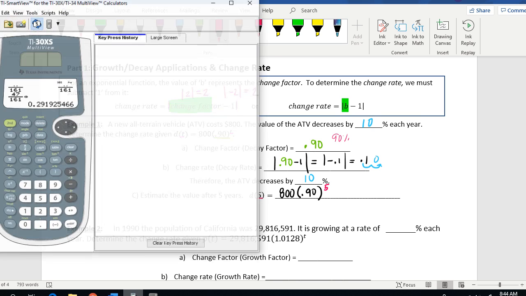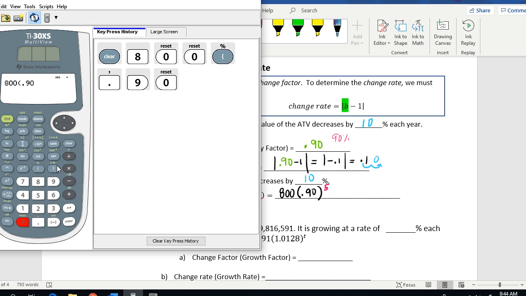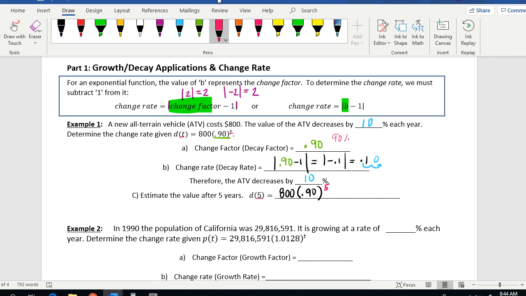So let's go get my calculator out, and let's type that in. So I'm going to have 800 parentheses 0.90 raised to the 5th power. And we get $472, and we're going to round to the hundredths because we're talking about money. So we're going to go .39. So d of 5 equals $472.39. Let me just make sure that's right.